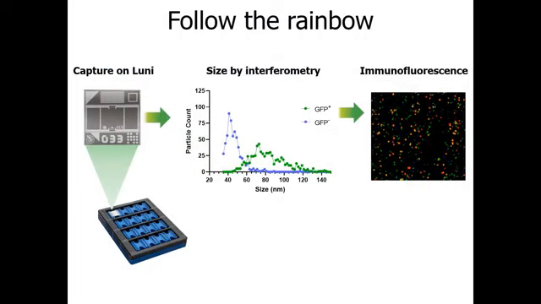Well, Leprechaun characterizes vectors, including exosomes, on up to 16 samples at a time. You just add a maximum of 25 microliters of your sample to our Luni consumable, which will capture your EVs, and then run the Luni on Leprechaun and sit back and relax while it uses interferometry to individually size each particle and immunofluorescence to analyze the structure.